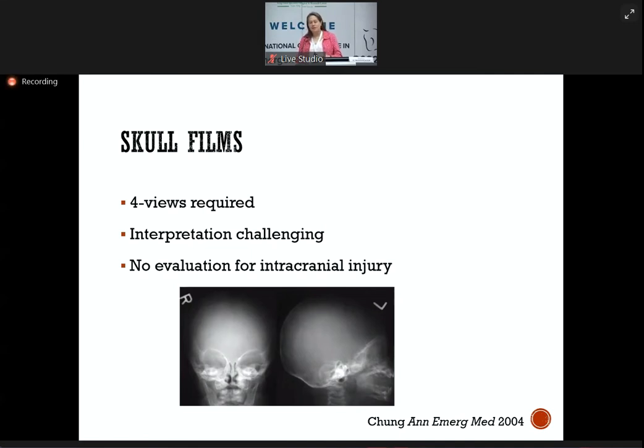If you see a fracture, which is what you're looking for on a skull film, you don't know if there's an underlying injury, and so CT is very commonly obtained for that very reason.